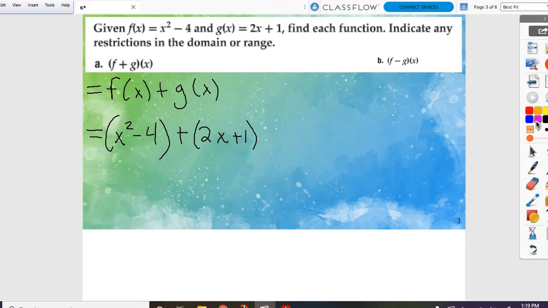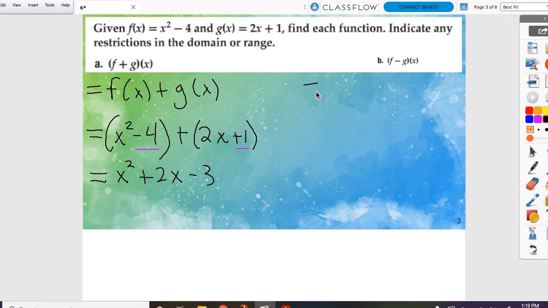And this is the piece that's really similar to what we did with our polynomials. So notice that I have an x squared, it doesn't have any like terms. I have a 2x, it doesn't have any like terms. So the only part that has like terms are the constants. So then we just add. So we have x squared plus 2x. Then we have negative 4 plus 1 gives us negative 3.